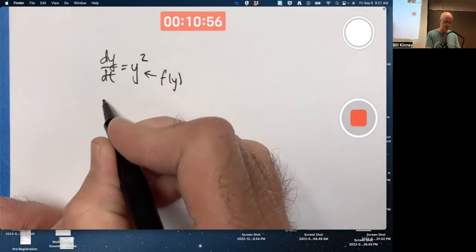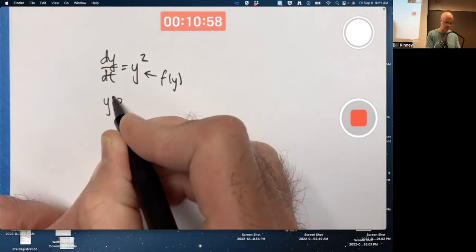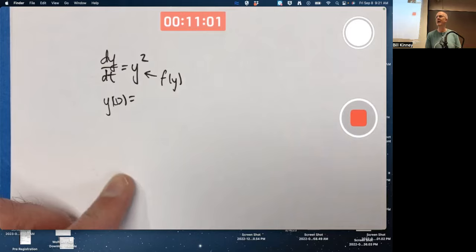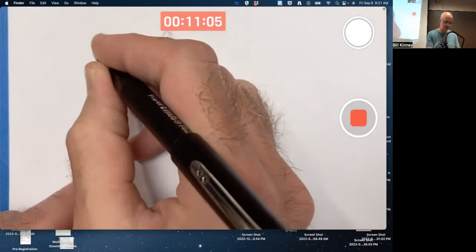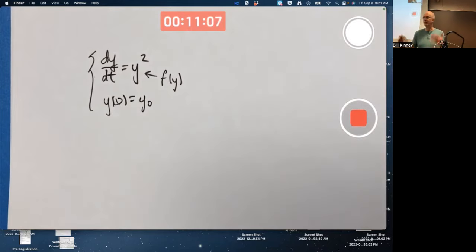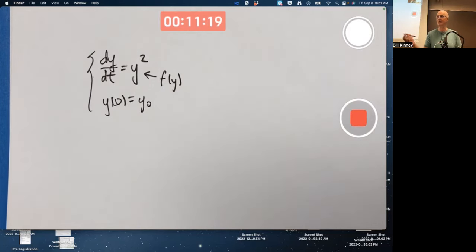Your initial condition was y of 0 equals 1. I'm going to do an arbitrary initial condition here, y of 0 equals y naught, to illustrate, for one thing, that you can, and for a second thing, that I want you to be able to do so. I didn't have you do it today, but I do want you to be able to do so in general.